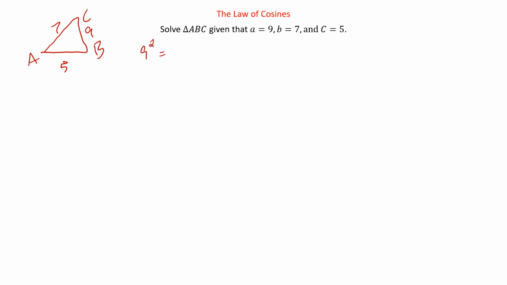9 squared is going to have to equal B squared plus C squared, 7 squared plus 5 squared, minus 2BC cosine A. So 2 times 7 times 5 times cosine of A. So in this case, we're going to have to solve for cosine A, then do the inverse cosine.